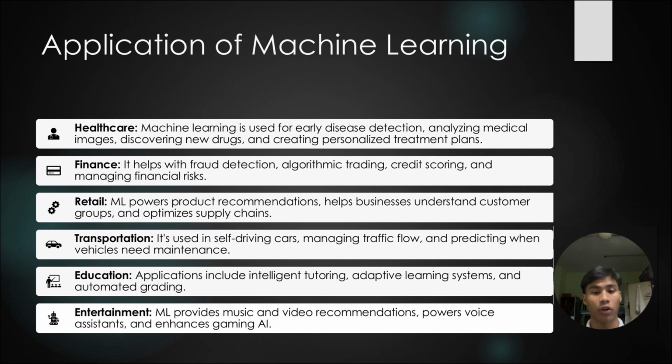In retail, online shops like Amazon and Netflix recommend products or shows, and Walmart uses ML to manage its supply chain. In transportation, self-driving cars like Tesla and Waymo depend on ML, and airlines use it to predict when planes need fixing. In education, apps like Duolingo and Coursera adjust lessons to each learner.